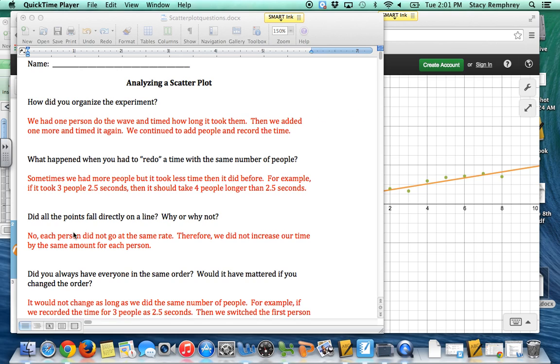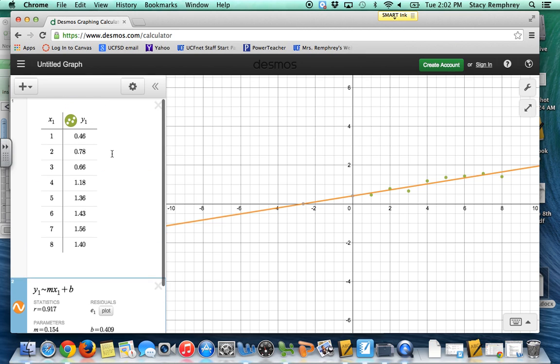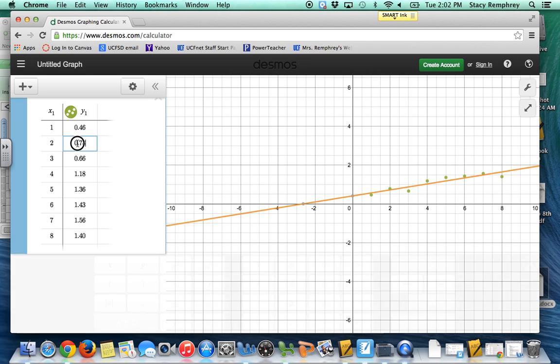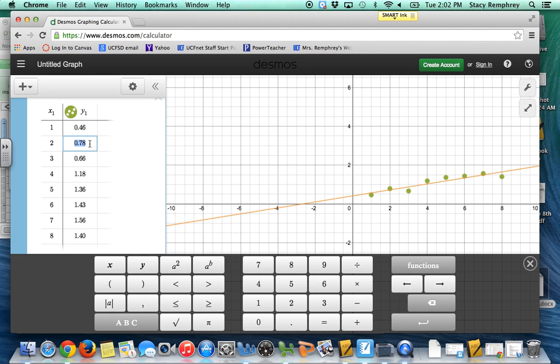So sometimes we had groups say, wait, you messed it up, we have to redo it. And I said, how did you know when you had to redo it with the same number of people? Like, what mistake did you see? And I talked about sometimes we had more people, but it took less time than before. For example, if it took 3 people 2.5 seconds, then it should take 4 people longer than that. I have data from one of the groups here, and you can see with 2 people, it took 0.78 seconds, and with 3 people, it took 0.66 seconds. So that group may have looked at it and said, wait, with more people, it should take more time. And that's an important relationship you would have already seen.